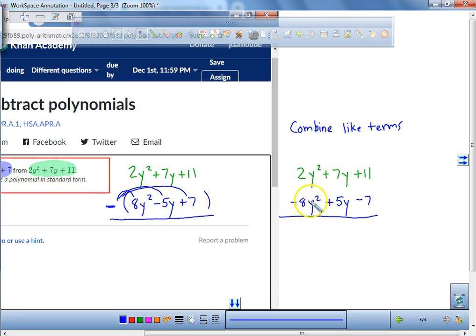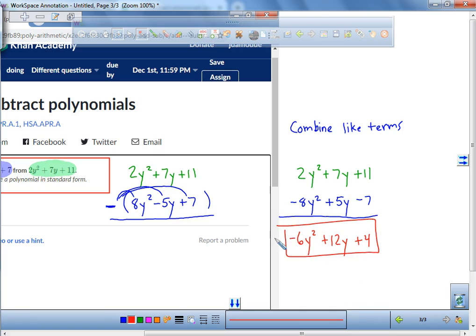So how do I combine a 2 and a negative 8? What's that going to give us? Negative 6y squared. You're right, very good. And then this is, don't overcomplicate stuff. All right, my second period class, they overcomplicate things. Literally, what's 7 plus 5, everybody? Boom, see? So it's just 12y. What's 11 minus 7? Just 4. That's it, you're done. Ta-da!